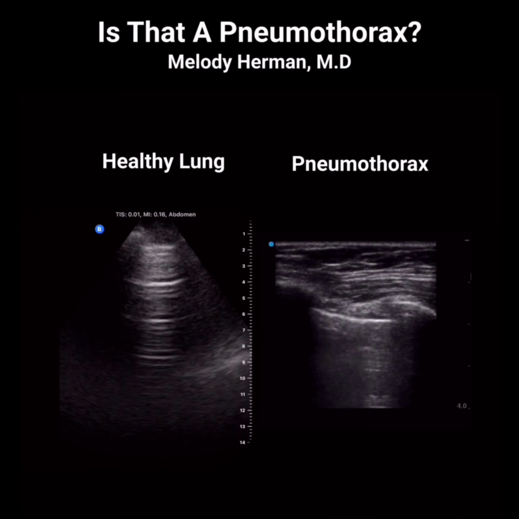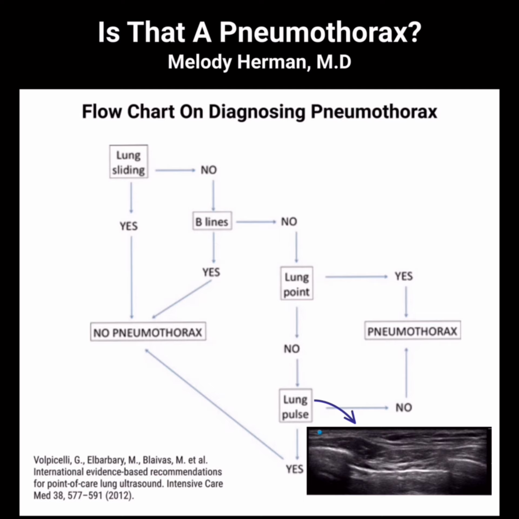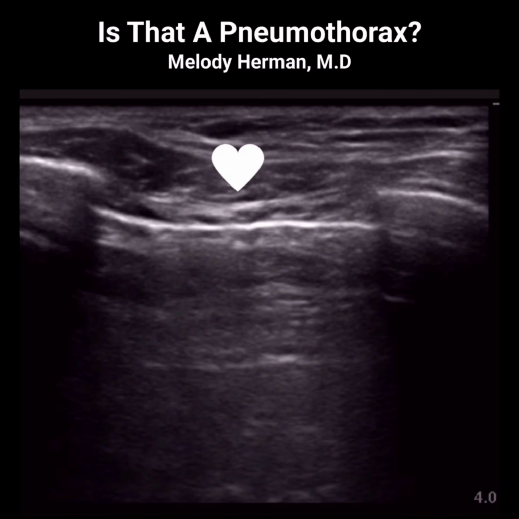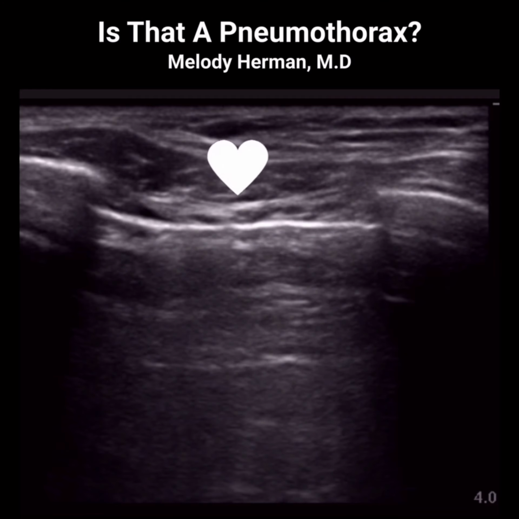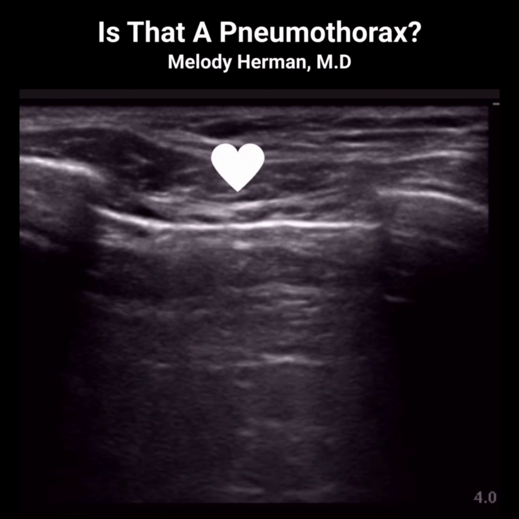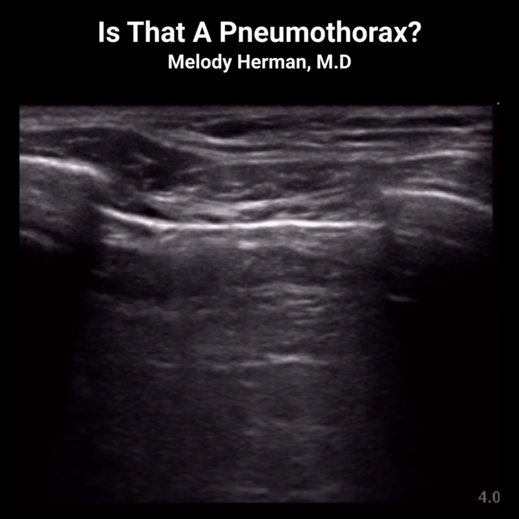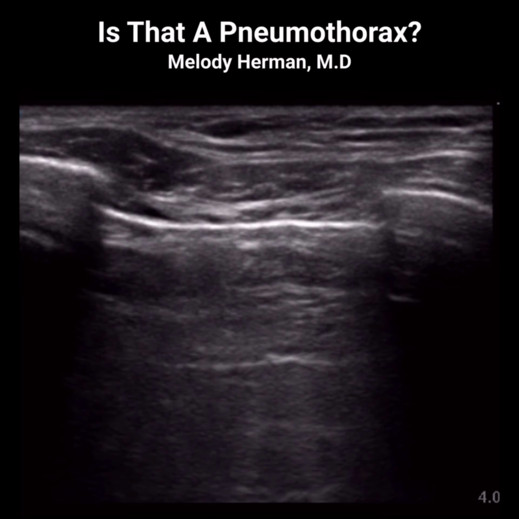What do you think of this lung scan where you don't see any lung sliding? Is this a pneumothorax? If you look closely, you'll see the rhythmic movement of the visceral pleura on the parietal pleura with the cardiac auscultations, also known as a lung pulse. The presence of this cardiophasic movement of the pleural line indicates that the visceral and parietal pleura oppose one another, and so its presence rules out a pneumothorax.